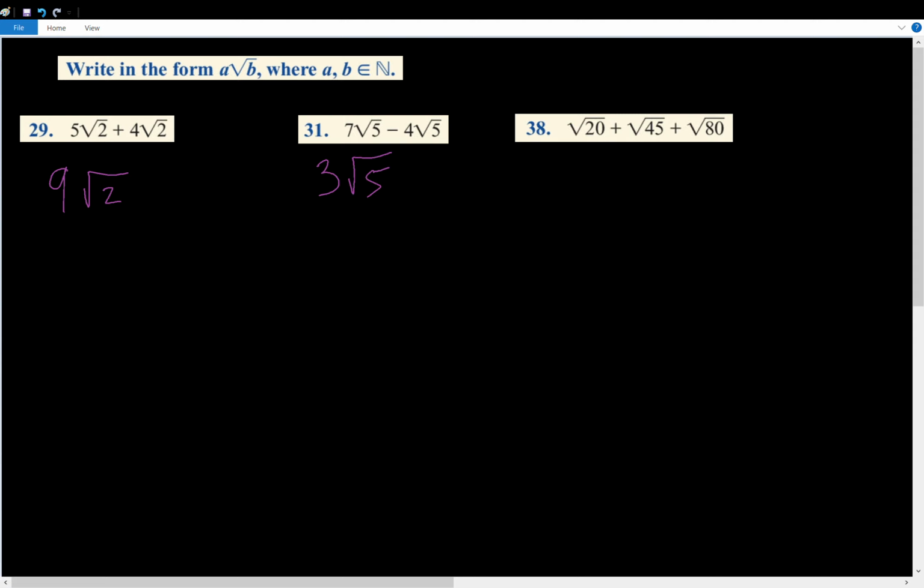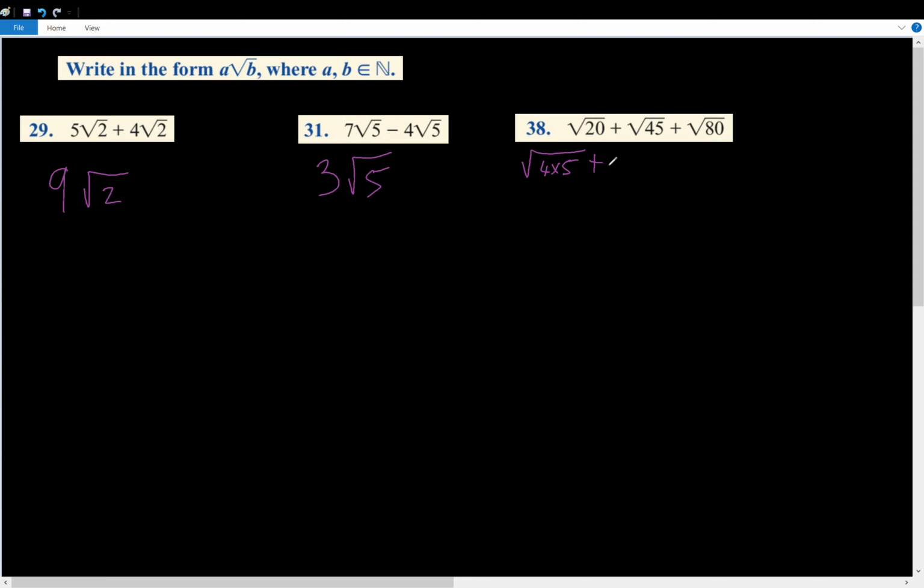And this only gets a little bit difficult when we get to questions like 38, where we don't have the same number under the square roots, but we can try to simplify each of them down. So if we try to simplify down 20, 20 could be written as the square root of 4 times 5. And the reason that I chose 4 and 5 and not 2 and 10 is that 4 is a perfect square, so we'll be able to simplify that out.